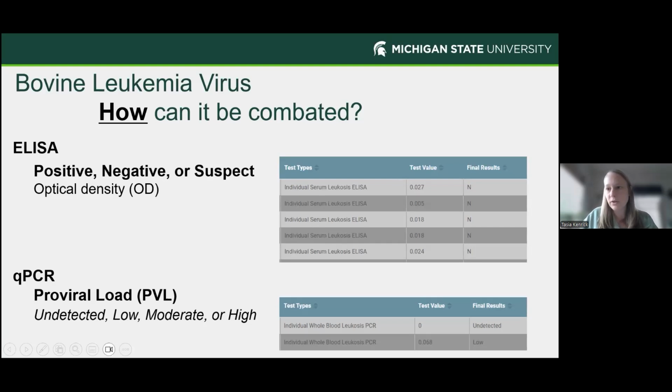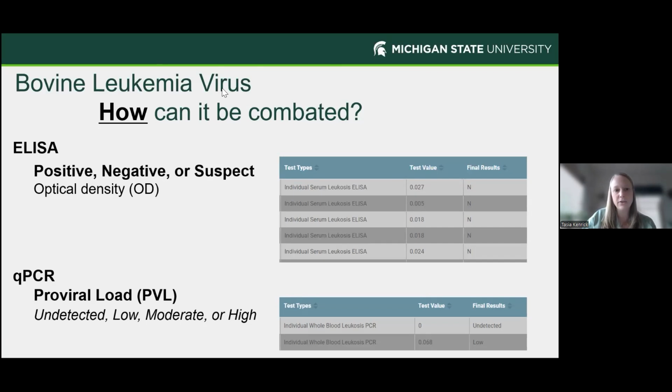Here's an example. Like I said, we've worked with Central Star, and this is just an example of the output that they provide. This is what you would get as a producer or veterinarian after you submit samples. Your ELISA results come back as positive, negative, or suspect. So in that final results column all the way on the right, you see they're all N's or negatives.